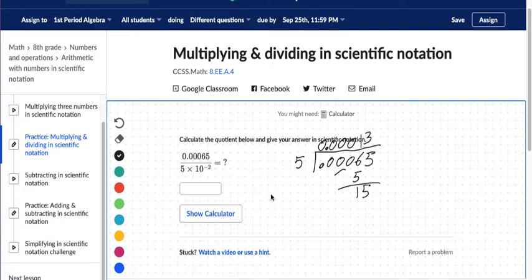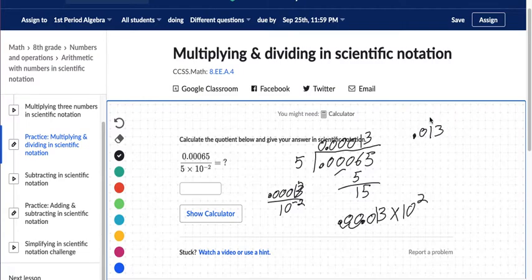So 0.00013, and we still need to divide by that 10 to the negative 2. Well, remember our rules for exponents. If we have a negative exponent in the denominator, it's the same thing as a positive exponent in the numerator. So that's 0.00013 times 10 to the second power. Well, let's just go ahead and do that real quick, because that moves our decimal place 2 points over, right? And so that leaves us with 0.013.